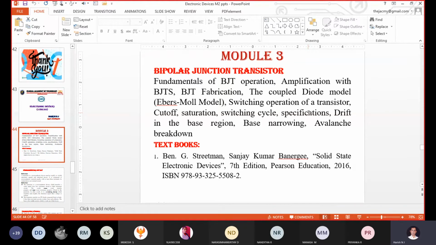Then we will move to the coupled diode model. Will anybody tell me the meaning of coupled diode? This topic is also called the Ebers-Moll model. Coupled diode: the transistor can be constructed with the help of two diodes. Are you people aware of this?